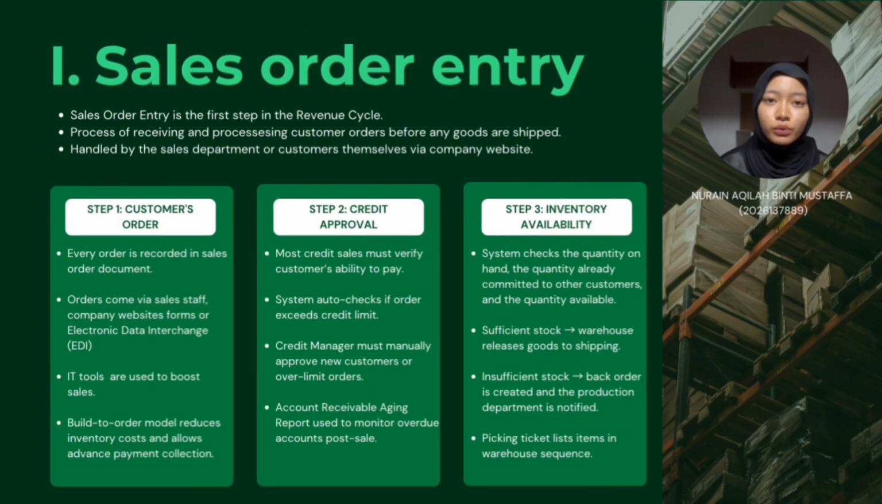The system reduces the available inventory count, notifies the shipping and billing departments, and generates a picking ticket, a document that tells the warehouse exactly which item to pull and in what quantities. Importantly, the picking ticket lists items in warehouse sequence, not the order they appear on the sales order, so warehouse staff can move efficiently through shelves without backtracking.